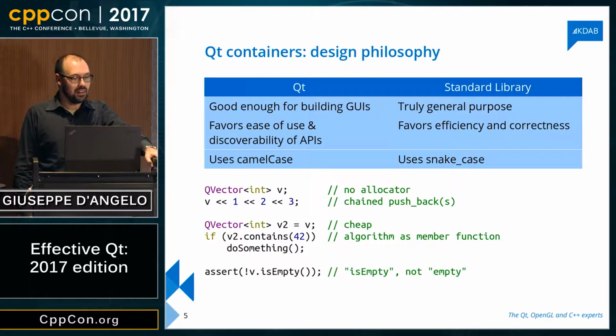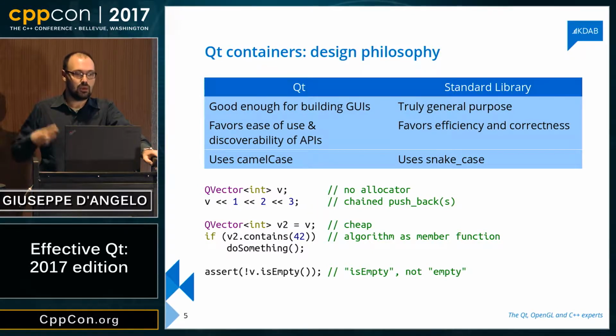I can take a copy of a vector, so create a vector v2 from v1, from the first one, and that copy is cheap. We're going to see why that copy is cheap, but basically that's not a deep copy, that's just a ref counter increase.